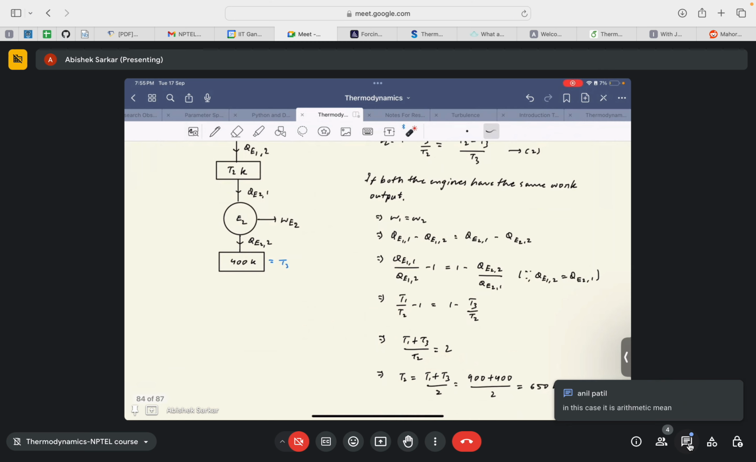In this case, it is the arithmetic mean. For the same work output, the unknown temperature T2 is the arithmetic mean.